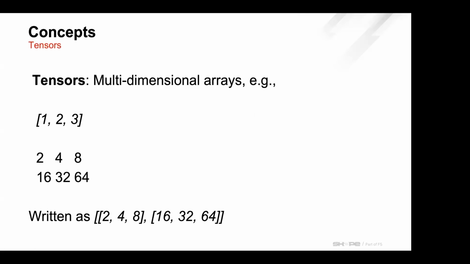Tensors are multi-dimensional arrays, like a vector 1, 2, 3, or a matrix, for example. We write them in a fairly obvious manner. It's written as an array with individual vectors in it, but really you should think of its structure as being essentially flat.